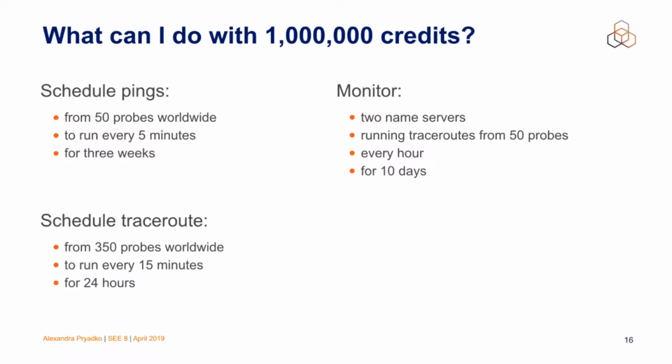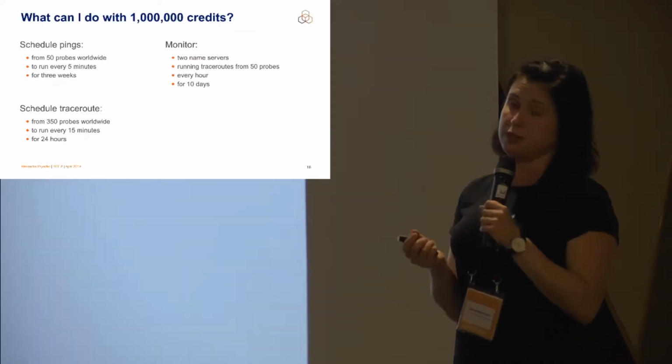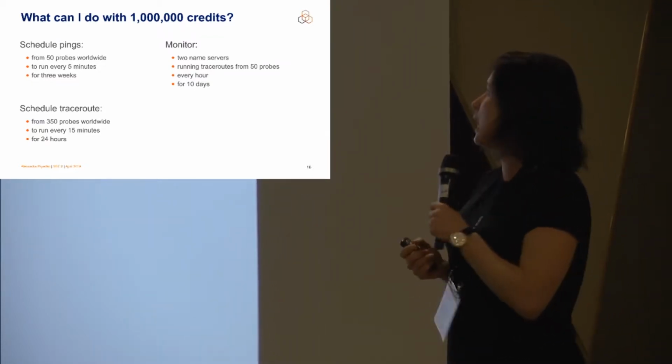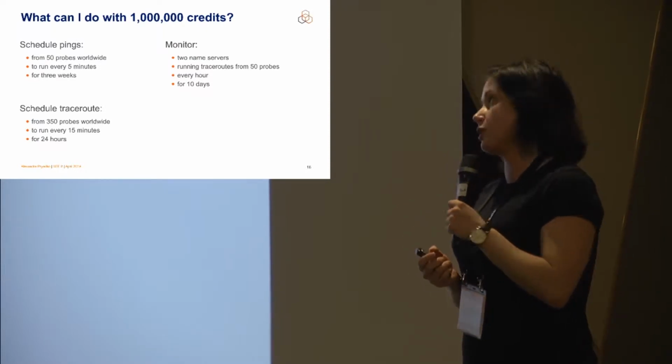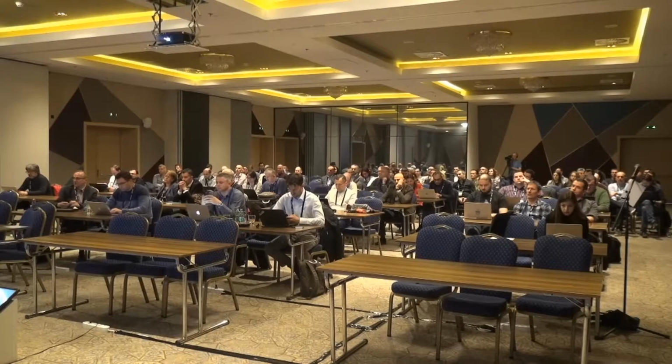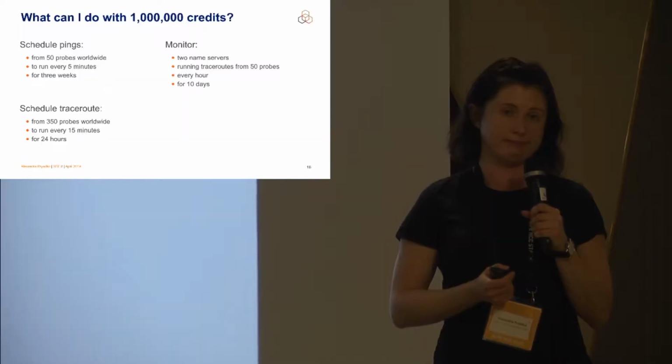So let's say you can schedule pings from 50 probes worldwide to run every 5 minutes to your networks for 3 weeks. Something like this, to check the connectivity. You can schedule traceroute from 350 probes worldwide to run every 15 minutes for 1 day. It's more expensive. And you can monitor 2 name servers running traceroute from 50 probes every hour for 10 days. It's what you can do for 1 million credits.